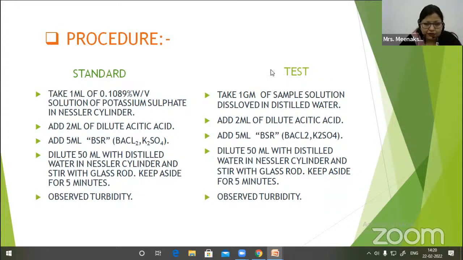The test solution is made by taking 1 gram of the sample, dissolving it in water as given in the pharmacopoeia. Then we add 2 ml of acetic acid. To this we add 5 ml of BSR, the barium sulfate reagent in which barium chloride is acting. This is again diluted to 50 ml with distilled water in a Nestle cylinder, stirred with a glass rod and kept aside for 5 minutes. After 5 minutes, we observe the turbidity against a darker background.